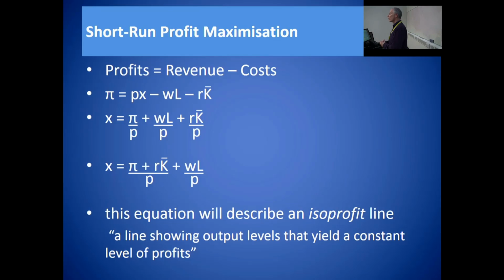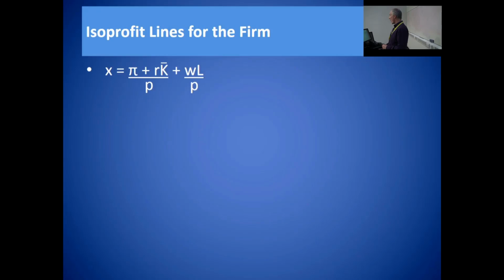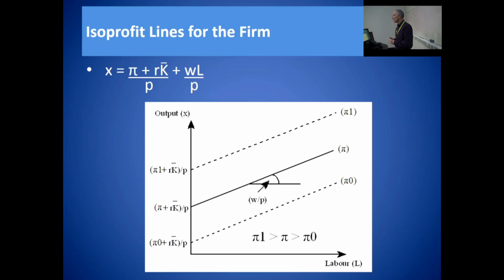So were we to graph that iso-profit line, what we'd end up with is something like the following. Now whenever you draw these diagrams, the first thing you need to remember is what is on the axes. So for example, when we looked at isoquants last week, what was on the axes? That was our factor inputs, labour and capital.